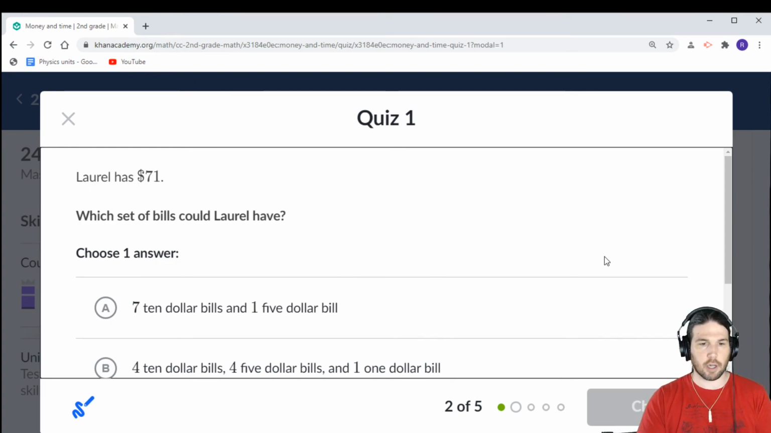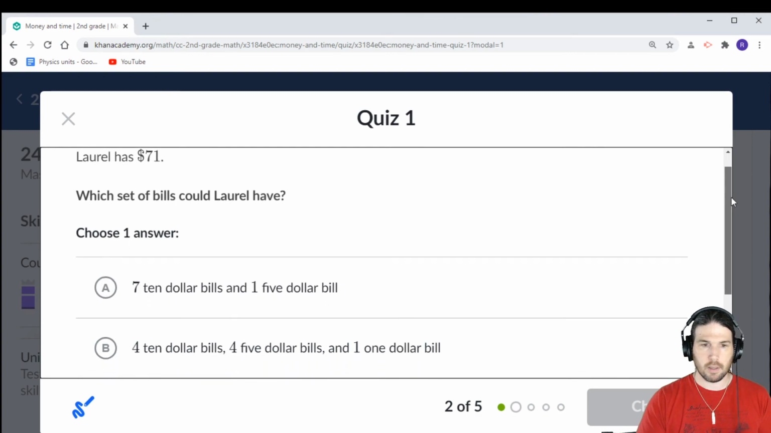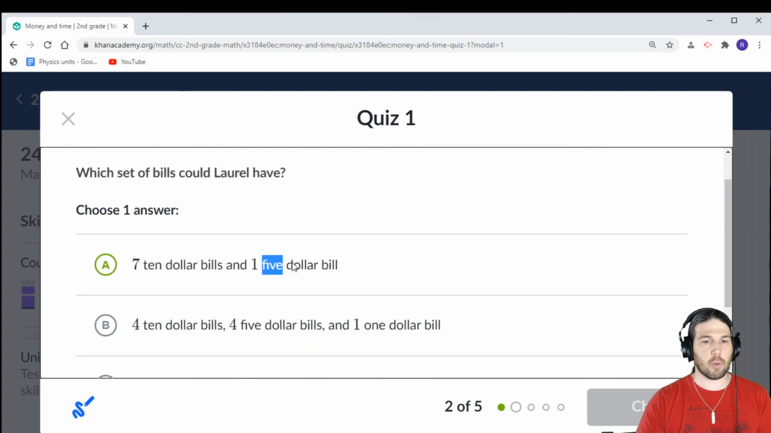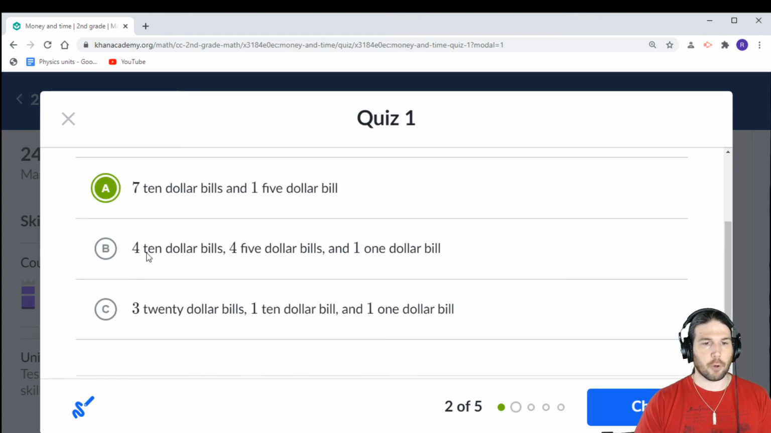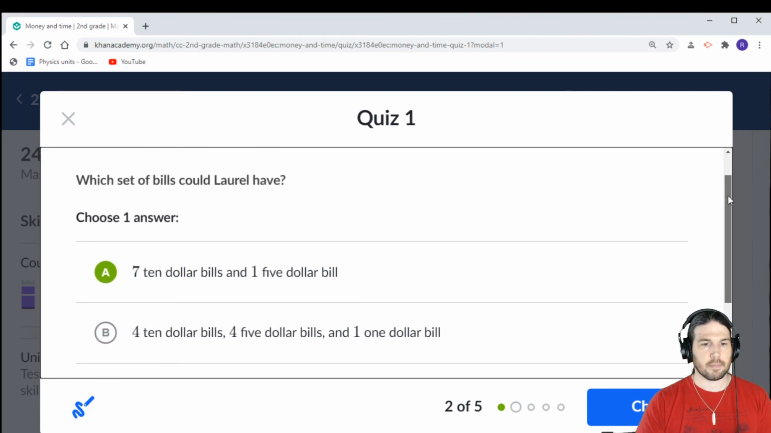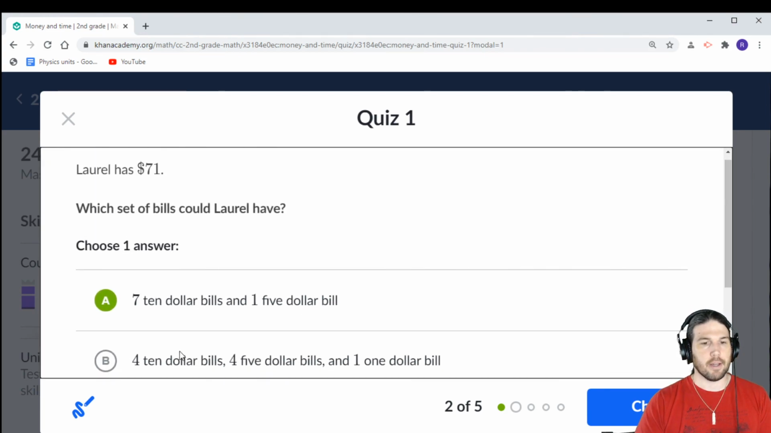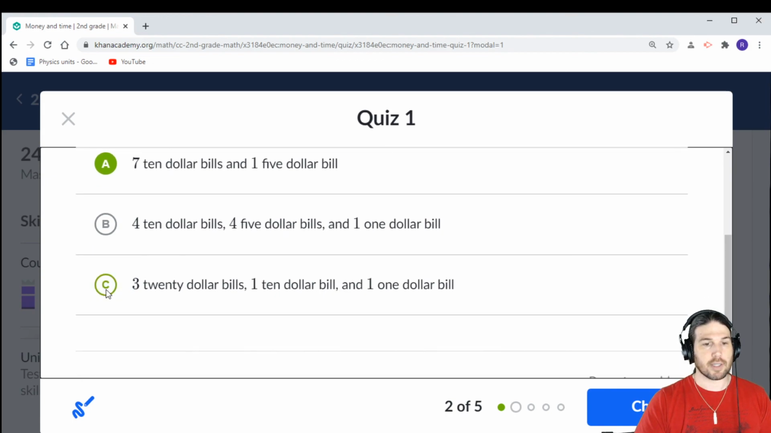Laurel has $71. Well, A is wrong. This would have to be one $1 bill, right? 7 tens and a 1 would work, but 7 tens and a 5 gives you 75. 4 $10 bills, 4 $5 bills were already out. Oh, no, that's not right. 4 $10 bills is 40, plus 4 $5 bills, right? So that would be 45, 50, 55, 60, and so that's 61, not 71. Unfortunate. So it's got to be C.